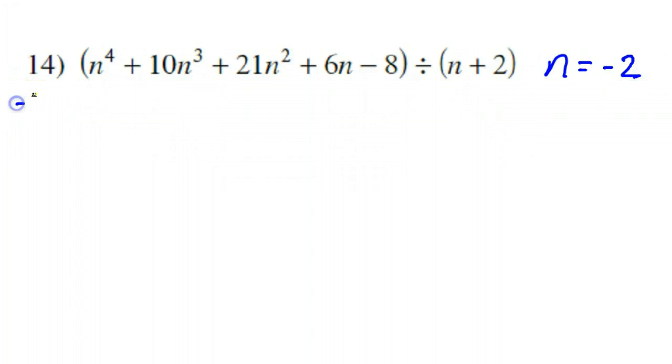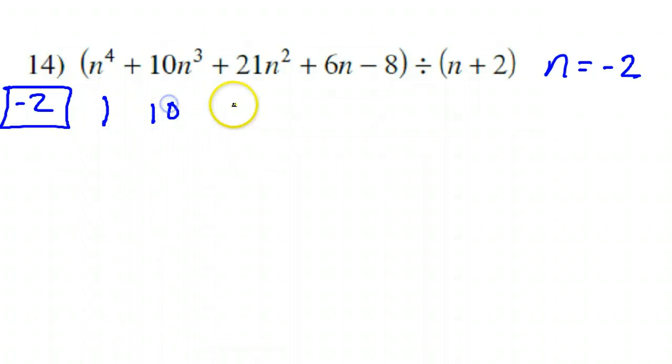So, -2, and then I have 4, 3, 2, 1, 0. Okay, nothing's missing. So 1, 10, 21, 6, -8.